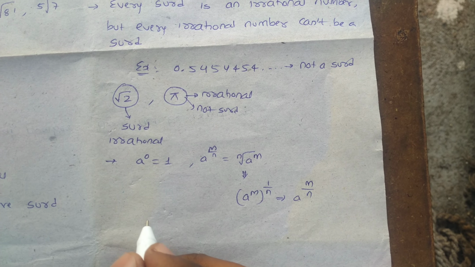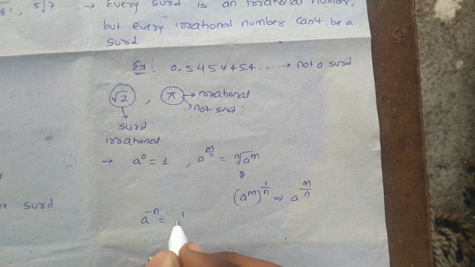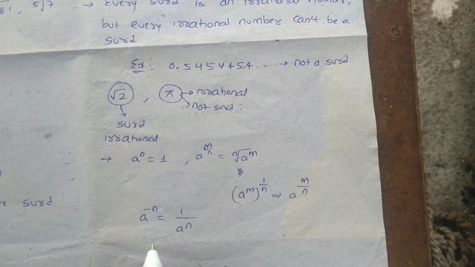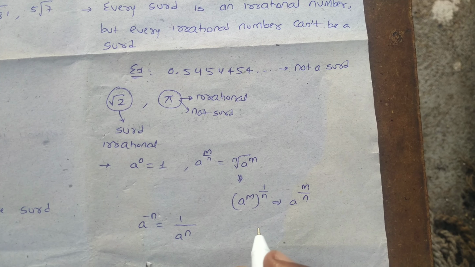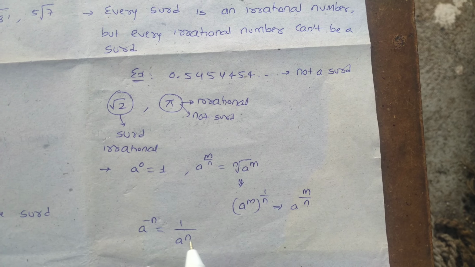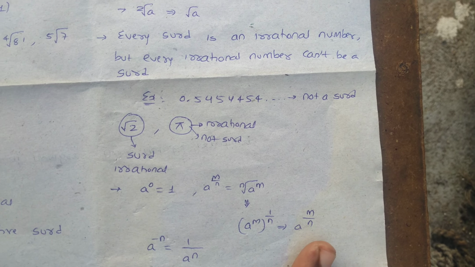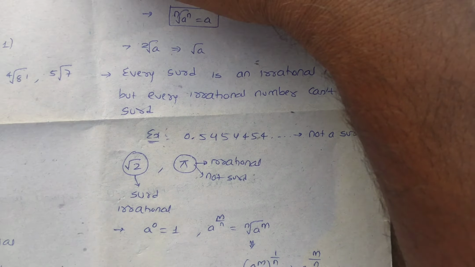And you already know this: a power minus m, you will write 1 by a power m. Similarly, if you have a power minus 1, you will write 1 by a. So these things you already know. Now we are going to discuss the remaining types. What are those remaining types?